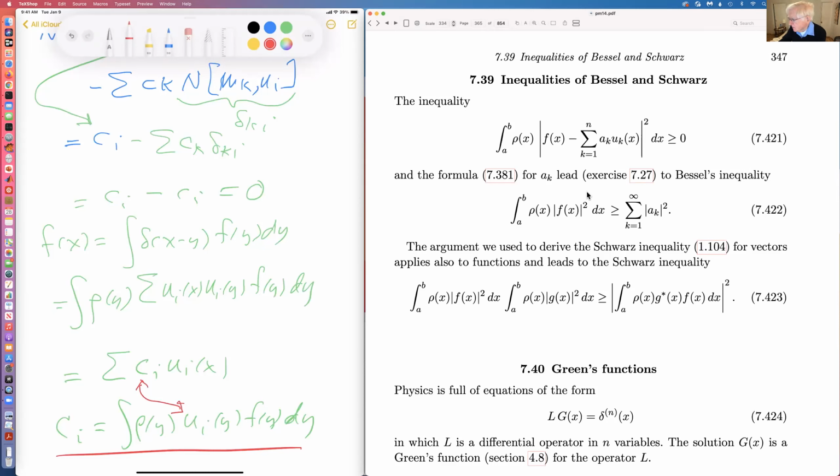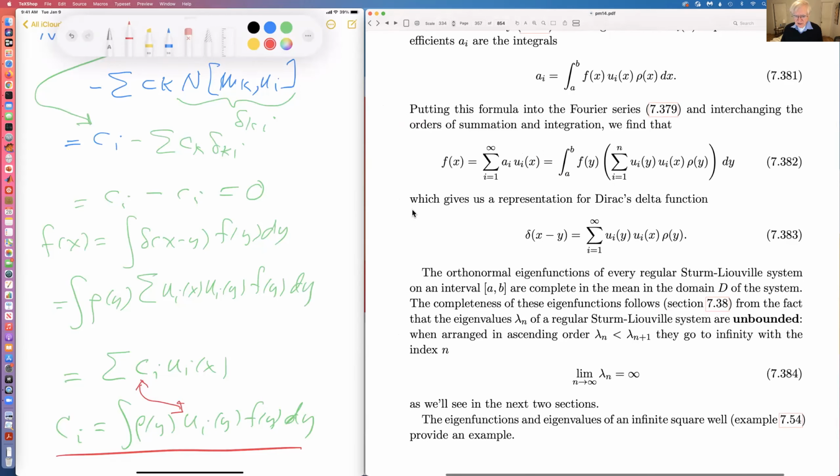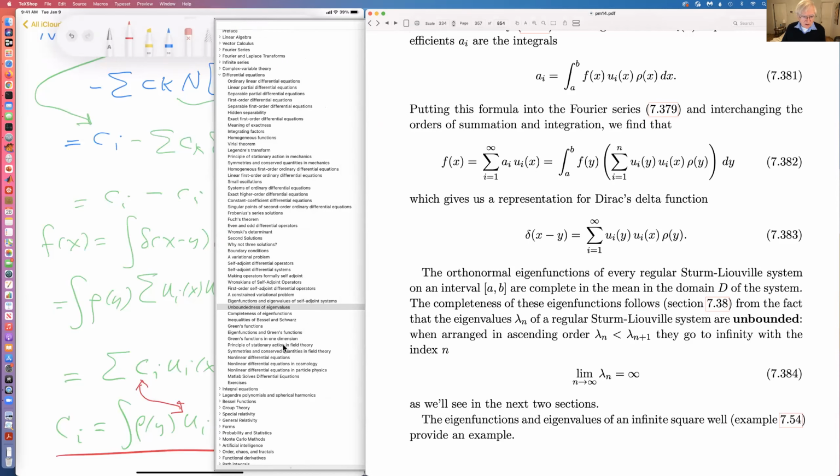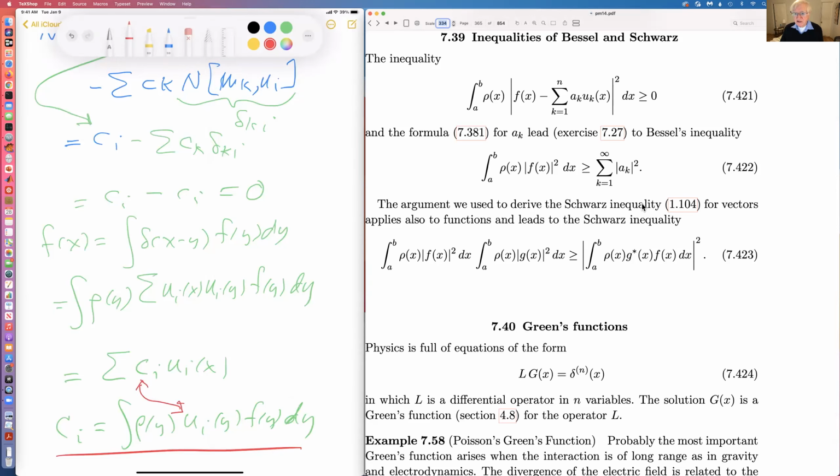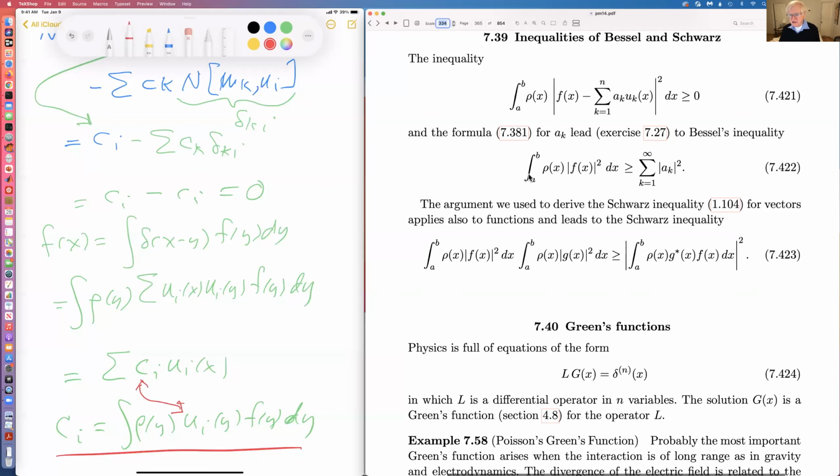There are some inequalities. This is something much simpler than what we've just struggled through, namely that obviously this thing is non-negative, and if you now use this formula, the inequalities of Bessel and Schwarz follow. So it follows that the integral of the norm squared of f weighted by rho is greater than or equal to the sum of the coefficients squared, and then you can also derive this Schwarz inequality, that the norm squared of f times the norm squared of g is greater than or equal to the absolute value squared of this inner product.